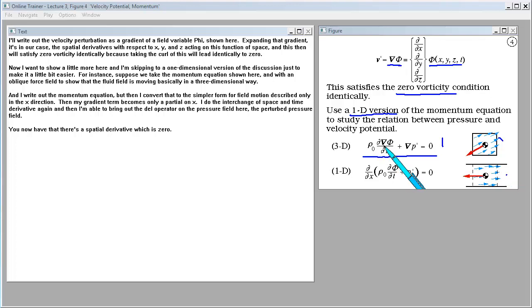Then my gradient term becomes only a partial on x. I do the interchange of space and time derivative again. And then I'm able to bring out the del operating on the pressure field here, the perturbed pressure field. You now have that there's a spatial derivative which is zero.